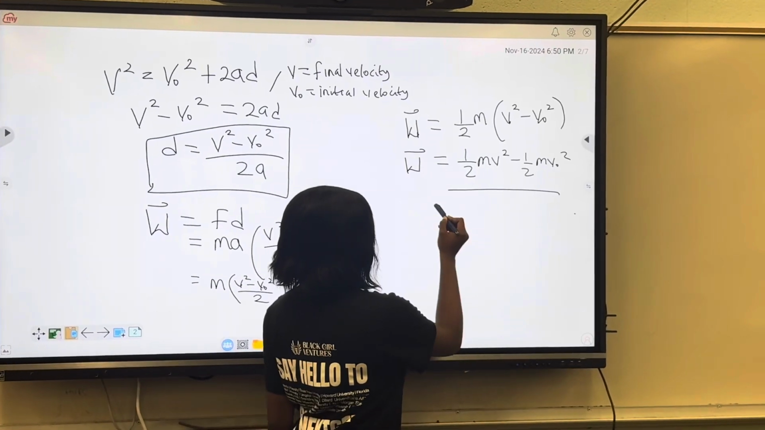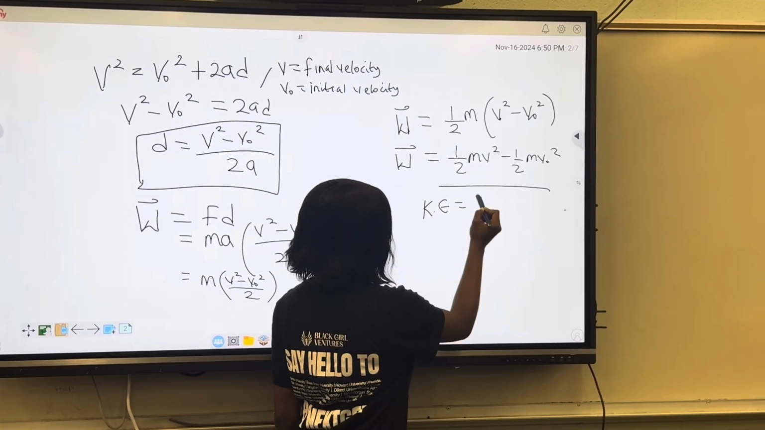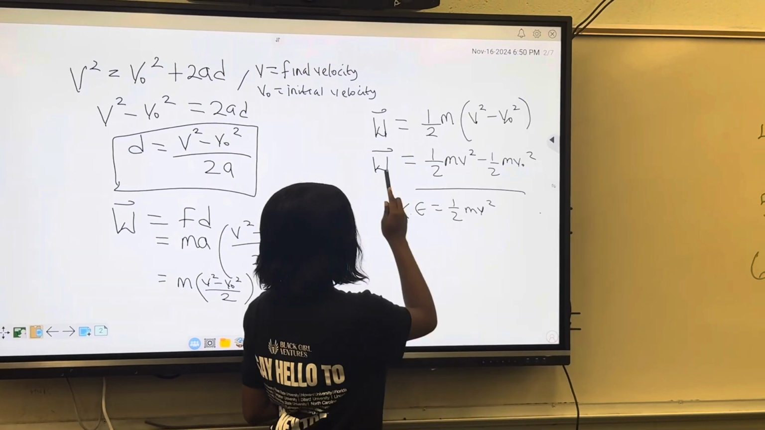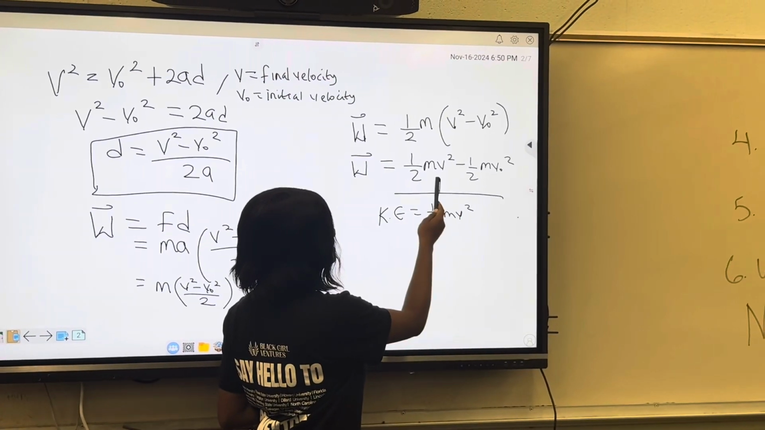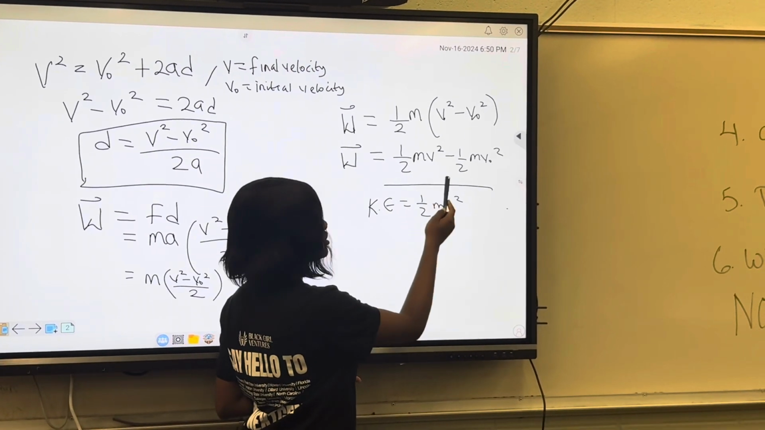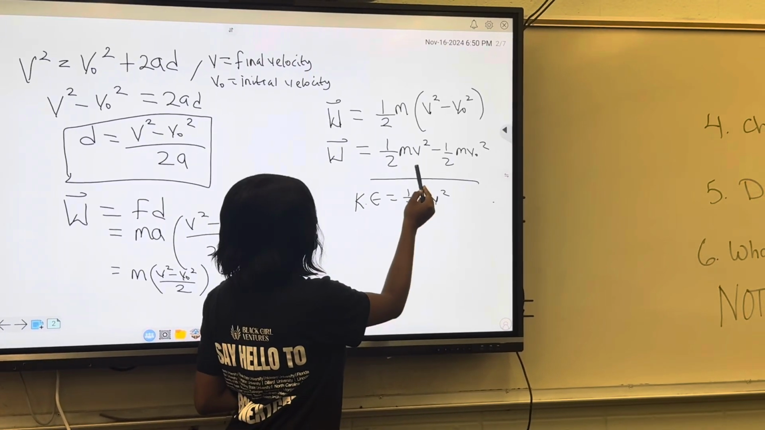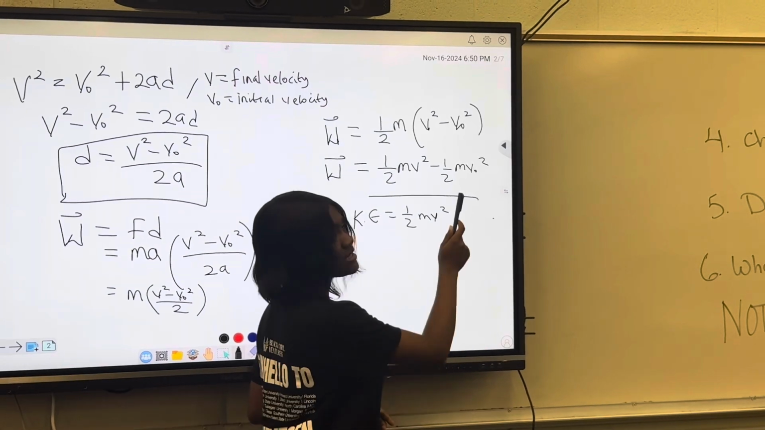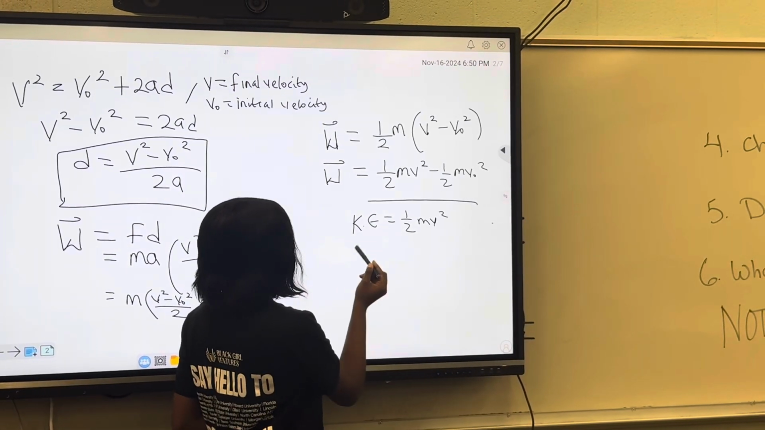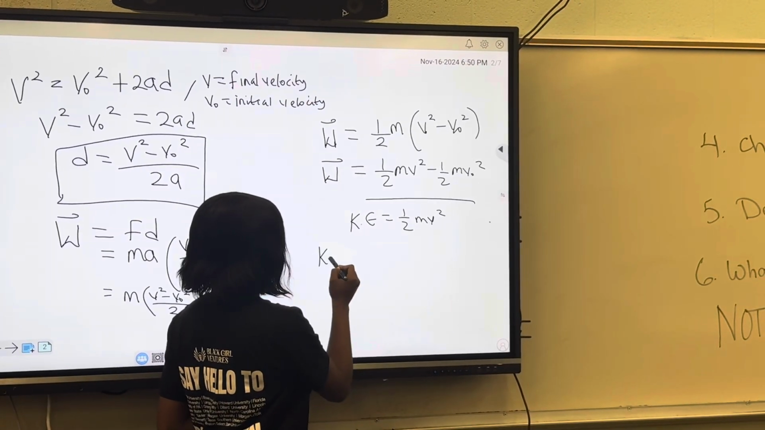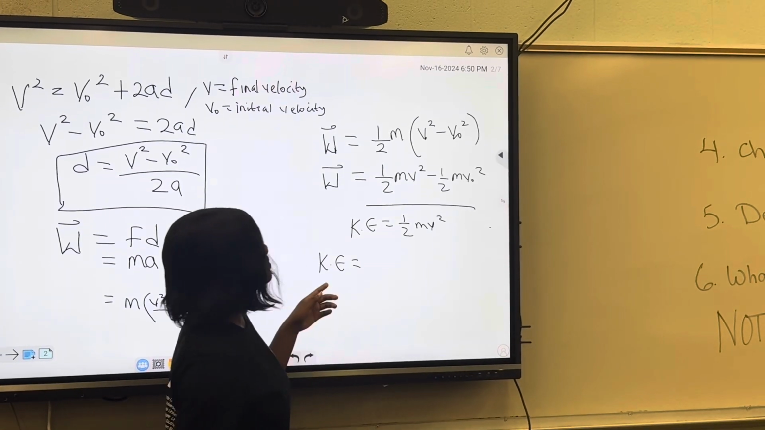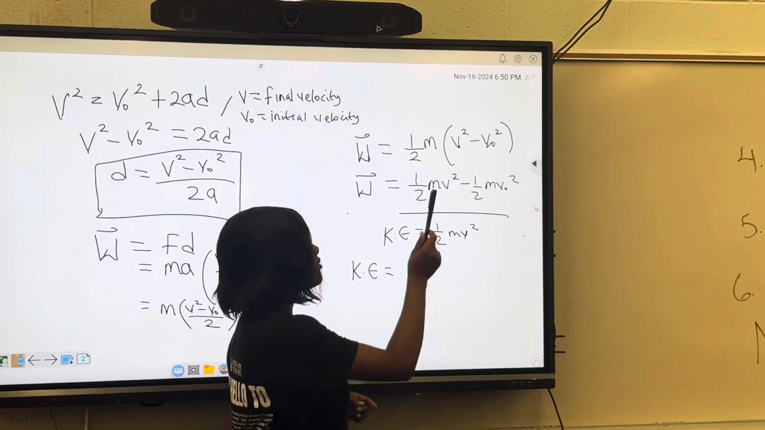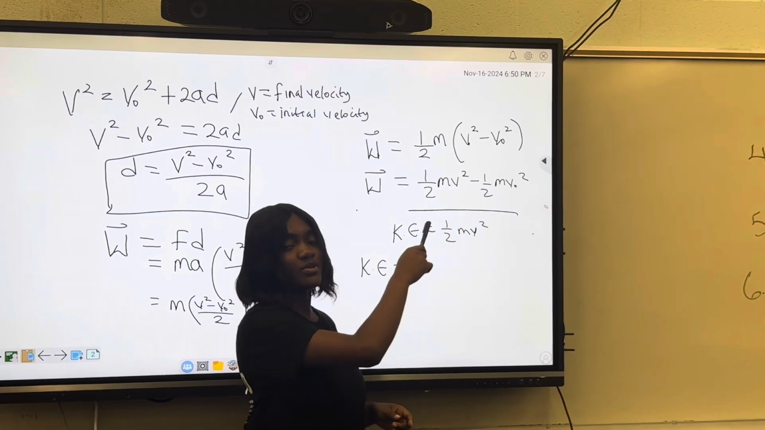If you remember that kinetic energy is half m v squared, then looking at this, we can see that work done actually is the difference in the kinetic energy when the object is at its final velocity compared to its kinetic energy when the object is at its initial velocity. So pretty much we can say that kinetic energy is simply the work done to move an object of mass m from its initial velocity to its final velocity.